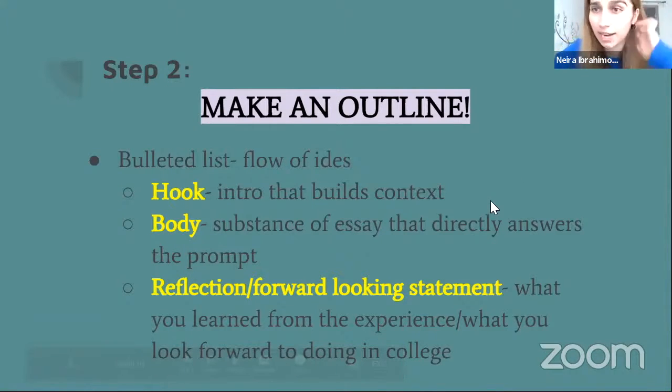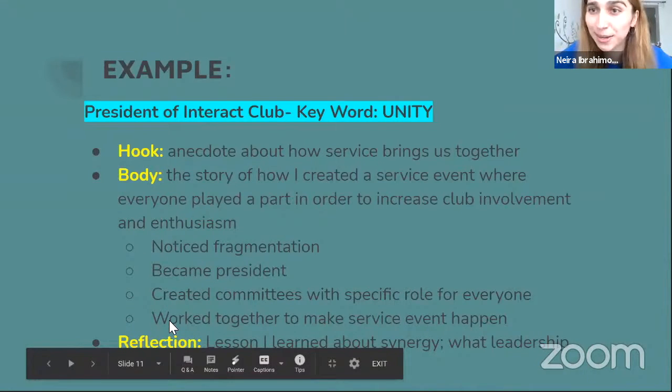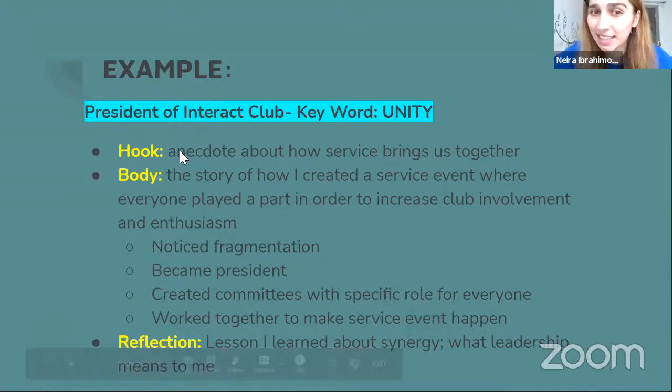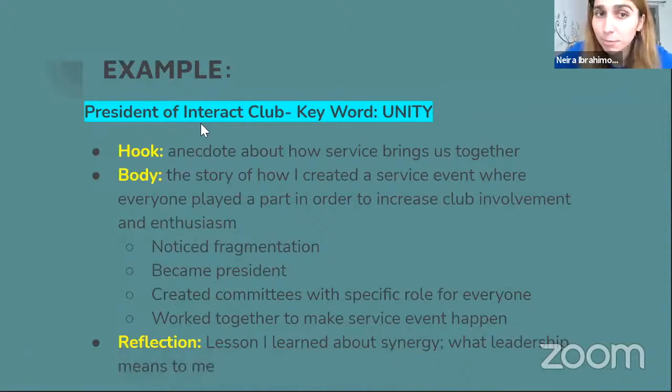So here's an example of what an outline looked like for me. This is a really simple outline, and I just want to show you, it doesn't have to be fancy or anything like that, just a really quick breakdown of events so you know what you're doing when you're writing your paper. So this was one of the essays, President of an Iraq Club, where my keyword is unity. So keep in mind my keyword is unity. That means as I go through this outline, I really want to highlight this trait of unity.